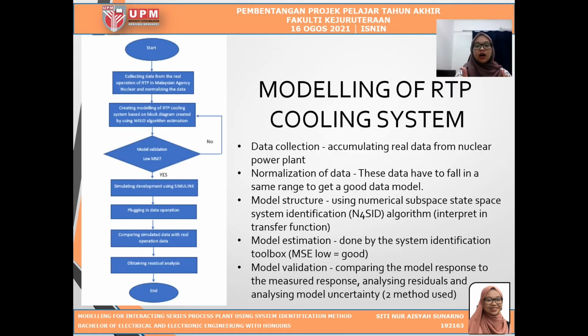So, how has the modeling of the RTP cooling system been done? First of all, we use data collection, which is accumulating real data from a nuclear power plant. Then we normalize the data so that the data fall in the same range to get a good data model. The model structure uses numerical subspace state space system identification, the 4SID algorithm. It will be interpreted as a transfer function.